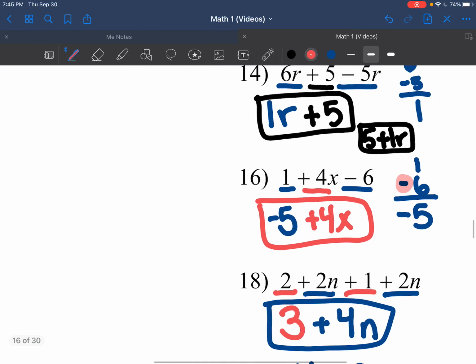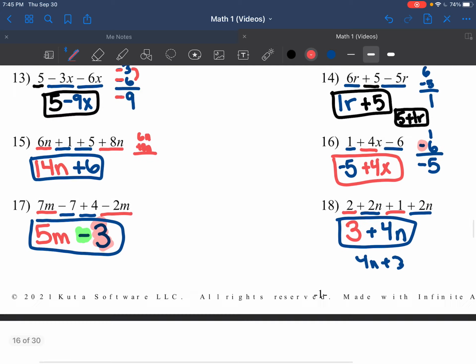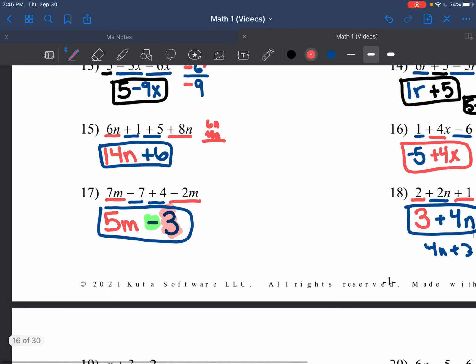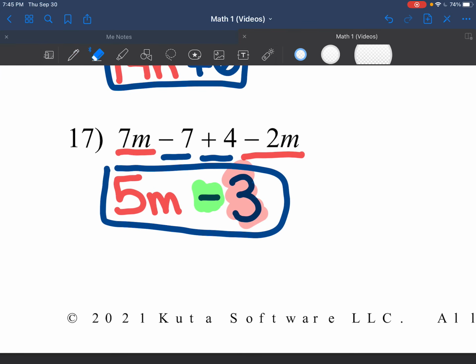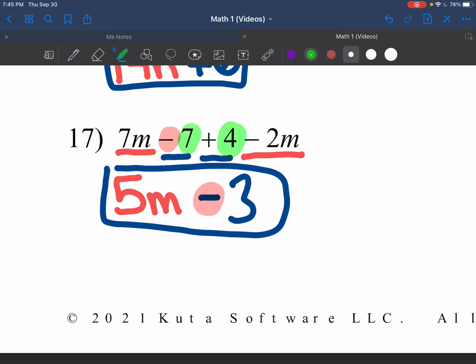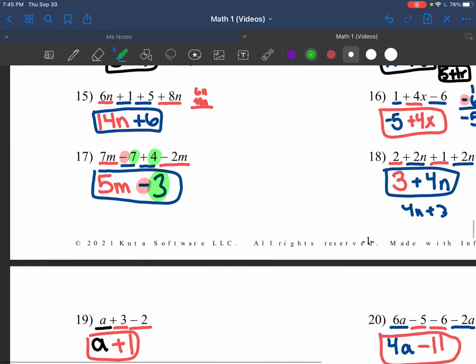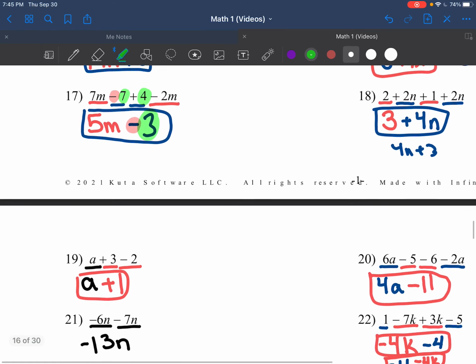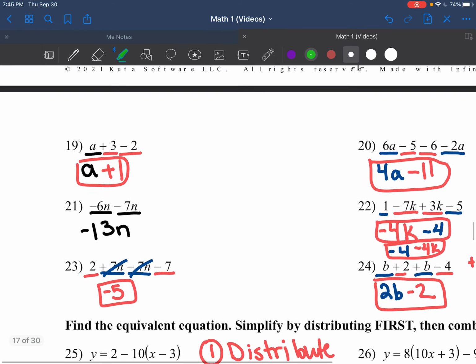Okay, now check your work. Did you get the same answers as me? Now, the reason why 17's all highlighted is because, with negative 7 plus 4, the negative 7 had the bigger number part, so that's how I know I'm going to have a minus sign. And 7 is 3 bigger than 4, so that's how I got this 3 part. Okay? So again, I'm going to scroll through. Here are all the answers.